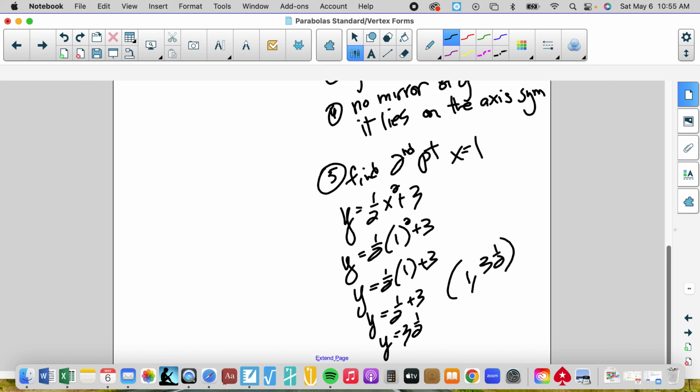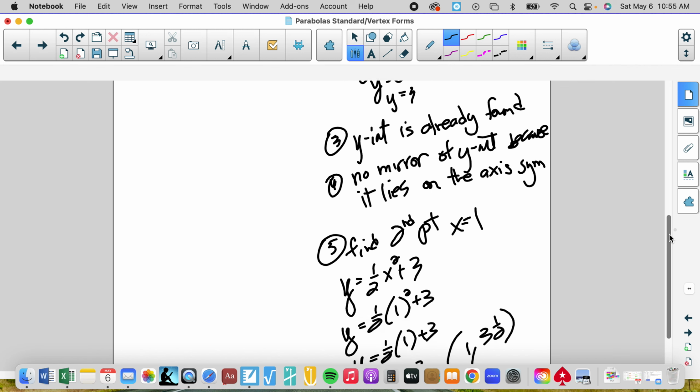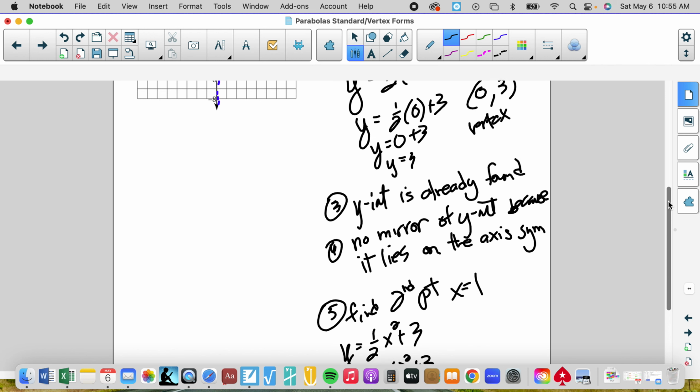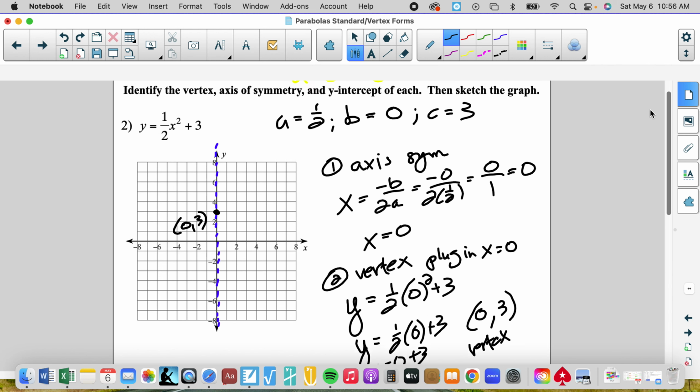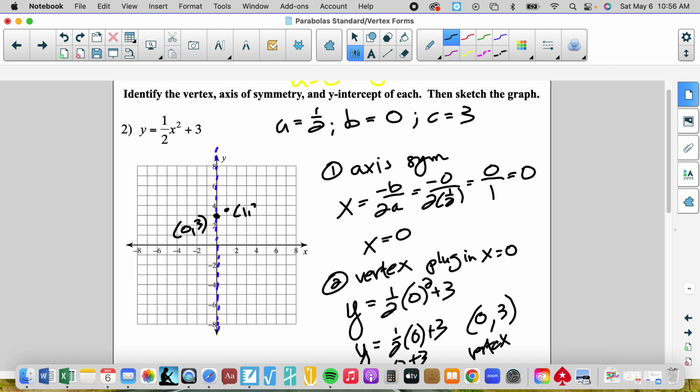So the coordinate is 1, comma 3 and 1/2. Oh man, I don't like fractions. Well, you'll see when we pick our 4th point. So we have 1, 3.5. 3.5 goes up a little bit. That is the coordinate 1, 3 and 1/2. We mirror it, which is negative 1, comma 3 and 1/2.